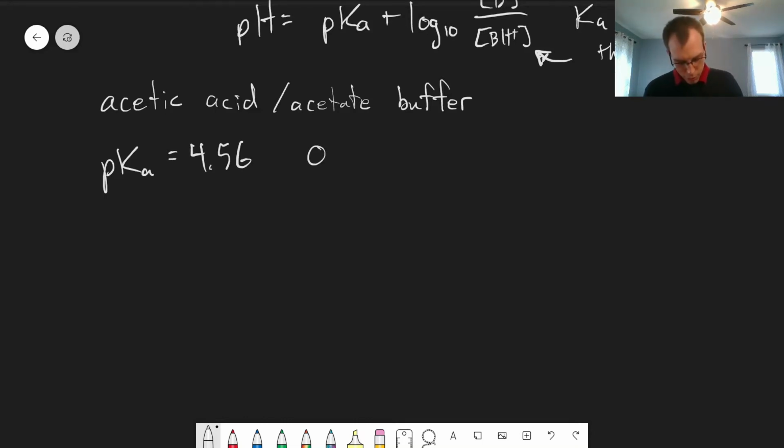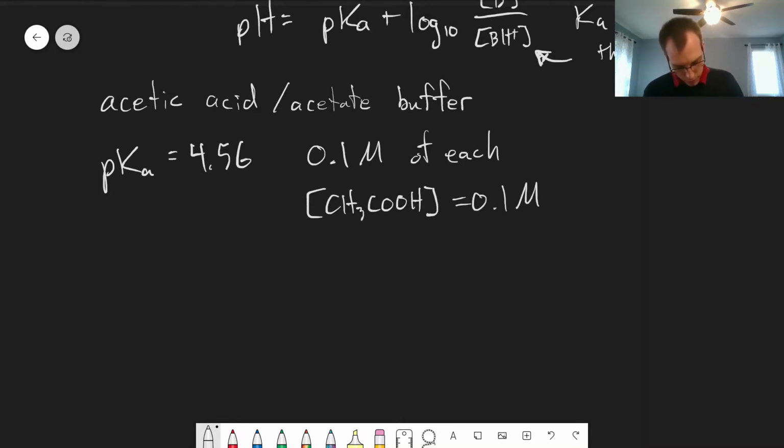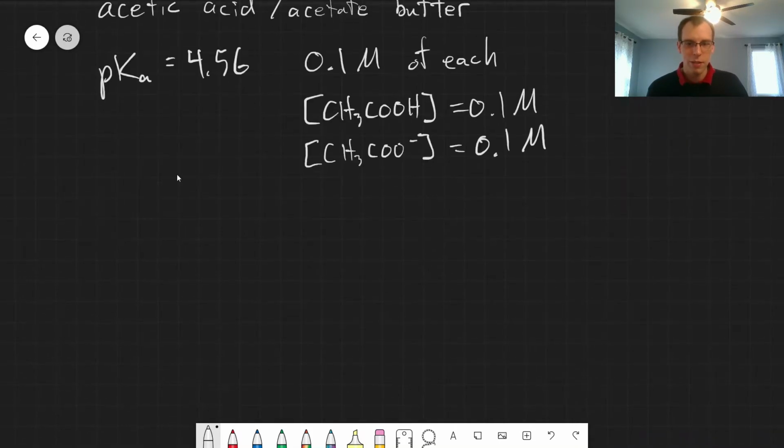Let's imagine we have 0.1 molar of each. So that means our concentration of acetic acid, CH3COOH, is 0.1 molar that we prepare it with, and the concentration of acetate, the conjugate base, is also 0.1 molar. So I've got the Henderson-Hasselbalch equation up here still, so let's use it.